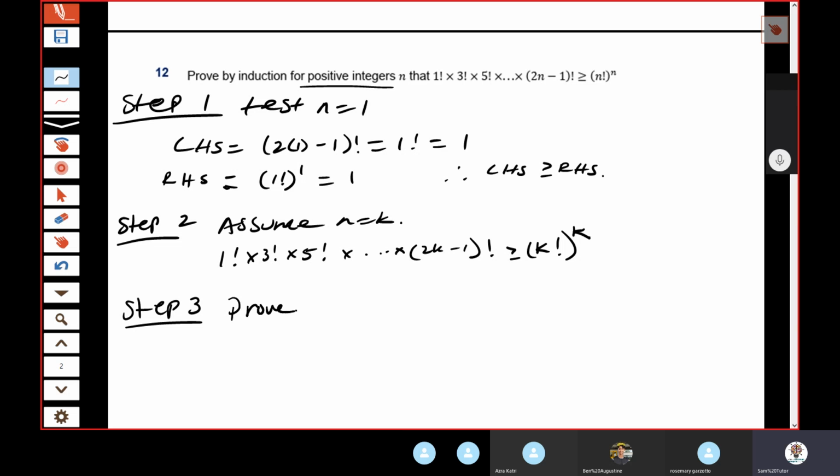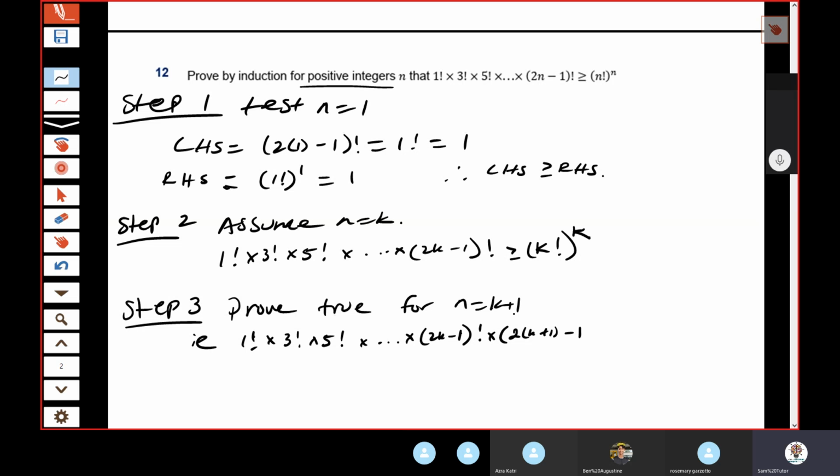Step 3, we've got to prove true for n equals k plus 1. So again, you guys know me, i.e. we're trying to prove 1 factorial times 3 factorial times 5 factorial all the way up to k, and one more term, right? The k plus 1 term, so times 2k plus 1 minus 1 factorial has to be bigger than or equal to k plus 1 factorial to the power of k plus 1.